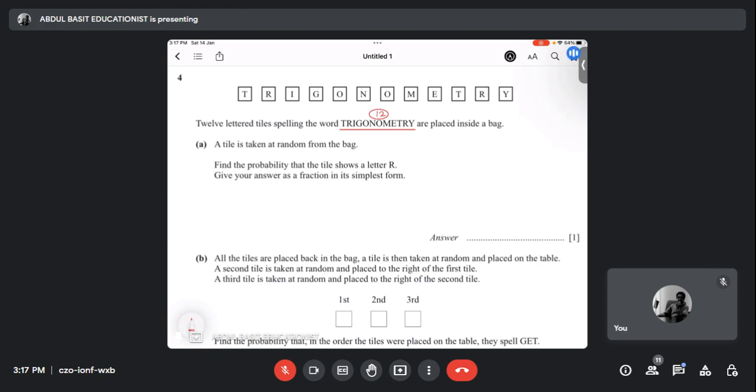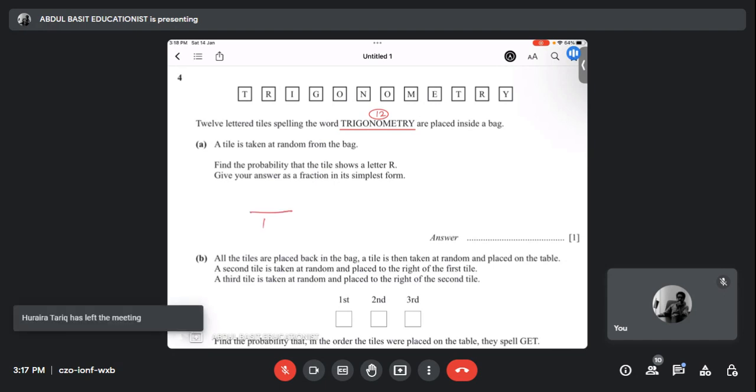Yes, sir. Okay. There are 12 tiles. You can see that. And every tile has a letter on it. And the word is trigonometry, which is the branch of maths that deals with the study of triangles only. A tile is taken at random from the bag. Now all the tiles are in the bag. Find the probability that the tile shows a letter R.